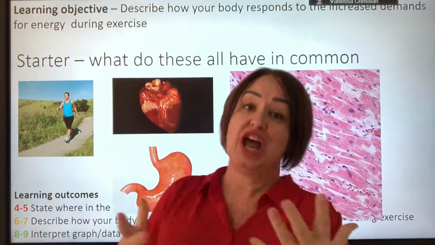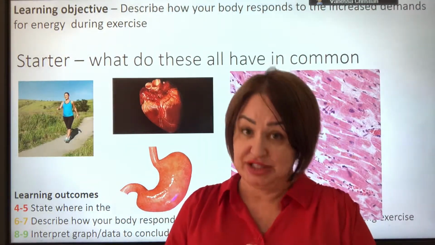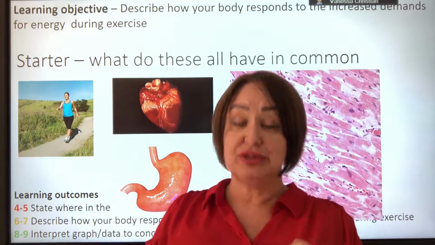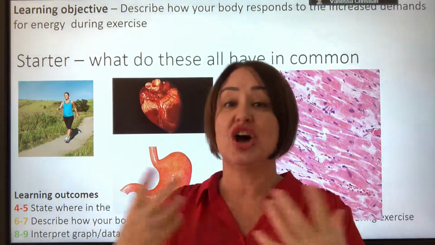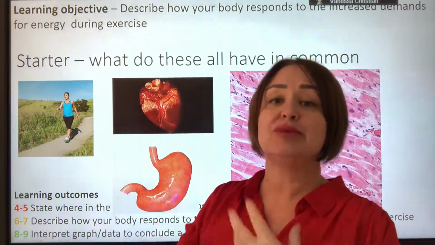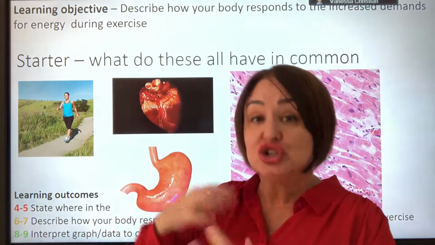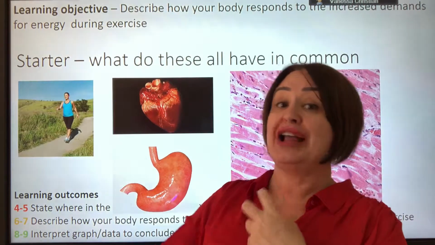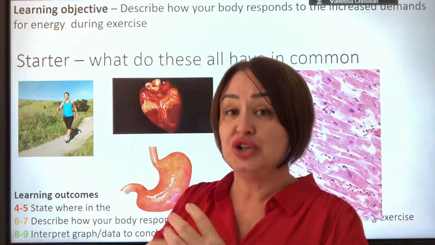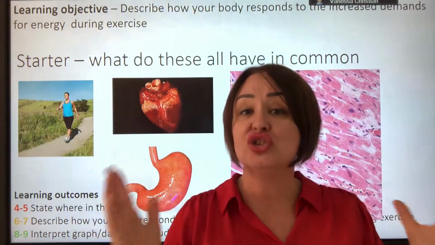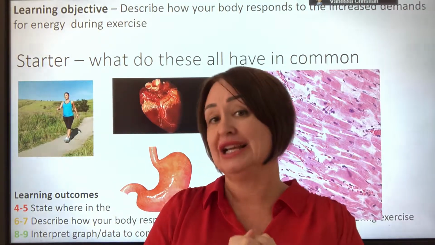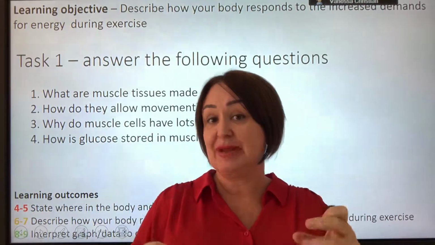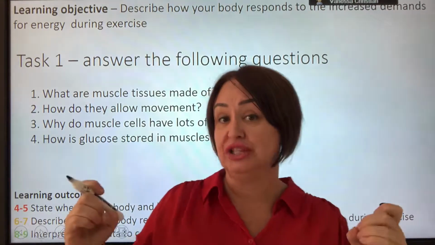Now, we know that energy is released in the process of respiration. We use glucose and we add oxygen to it to release that energy. Glucose is our energy source for respiration. Sometimes when we're exercising, we can't get enough blood to the muscles, and so we're not getting enough glucose to the muscles. So what we do is we have a store of glucose in the muscles, and that store of glucose is called glycogen.